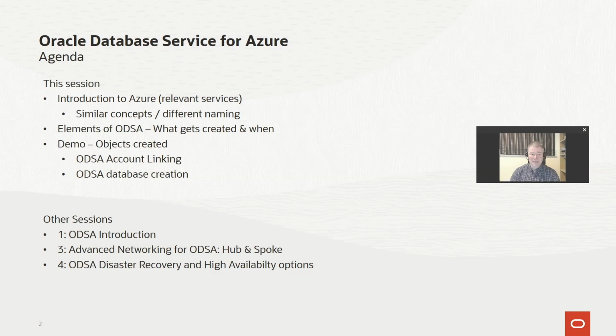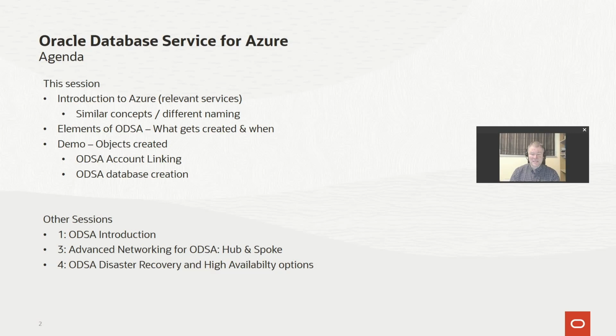What does the ODSA service create in the customer's tenancies, and also what does it look like a little bit internally. I won't be showing all of the details, but where it interfaces with what customers can see, it's important that we understand that. And then I'll give a demo, or actually just a look at those items both in Azure and in OCI. We'll go and have a look at what gets created when you create a database and when you set up the service itself, when you do your account linking.